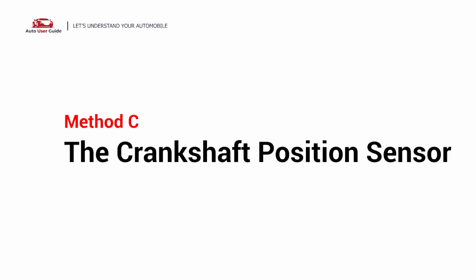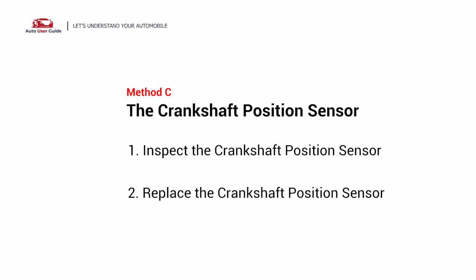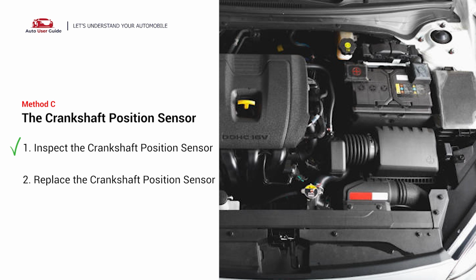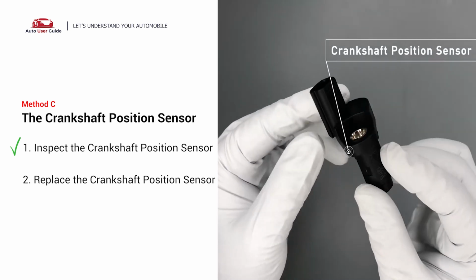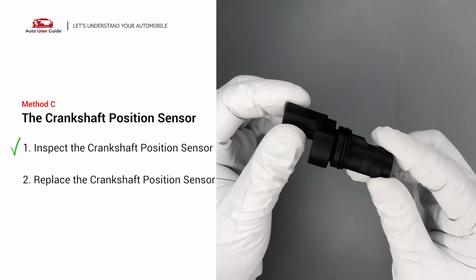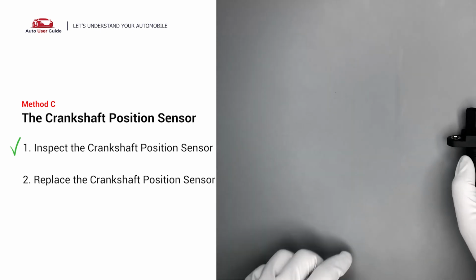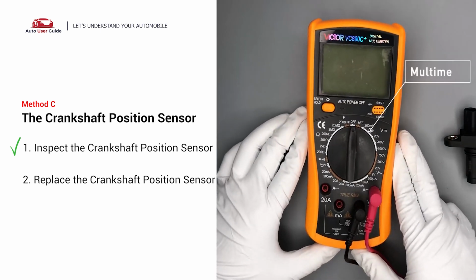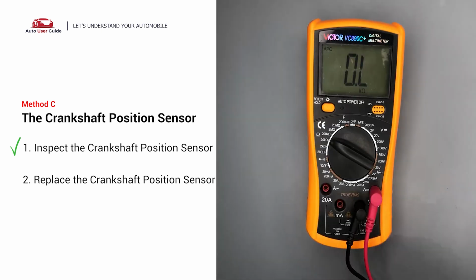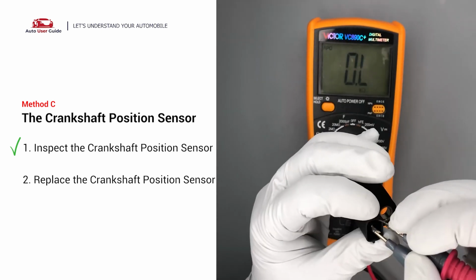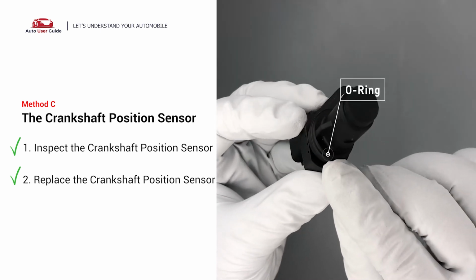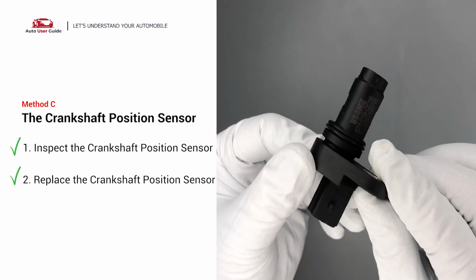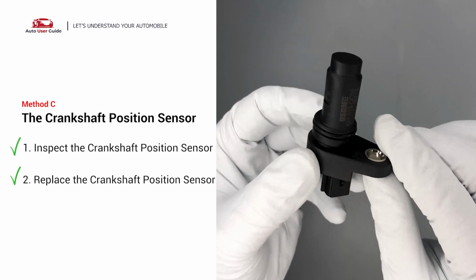Method C, the crankshaft position sensor. The crankshaft position sensor is typically located at the front underside of the engine, often mounted to the timing cover. Start by carefully removing the crankshaft position sensor from the vehicle. Inspect it visually to ensure it hasn't been affected by leaks from other engine components. Next, use a multimeter to perform a resistance test on the sensor. If there is no reading, this indicates the sensor is defective and requires replacement. Additionally, check that the O-ring from the sensor hasn't fallen into its mounting hole. Finally, install a new crankshaft position sensor in its place.